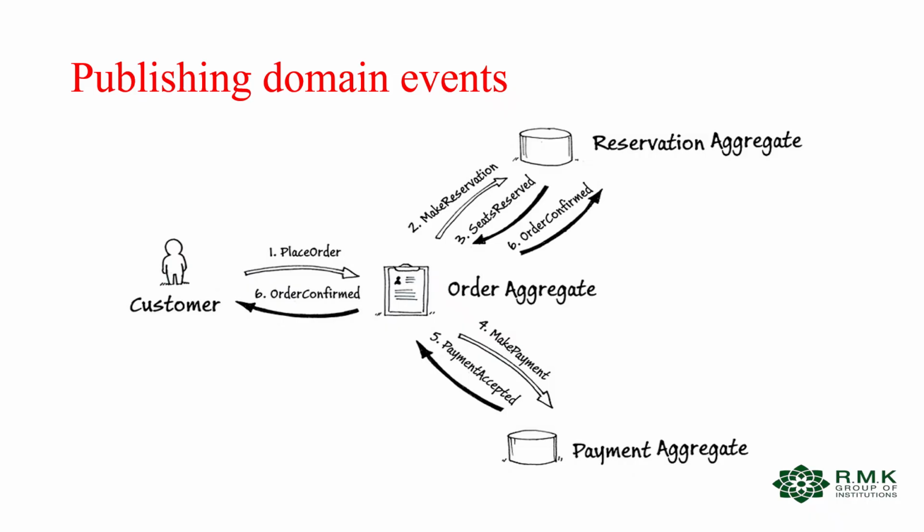To see the architecture here, if the customer wants to book an order, first he will place the order. Next is making a reservation. If the seat is reserved, the order will be confirmed. Next is making the payment. If payment is accepted, at last the order will be confirmed. Here the project is divided into three modules: customer aggregate, order aggregate, and payment aggregate.